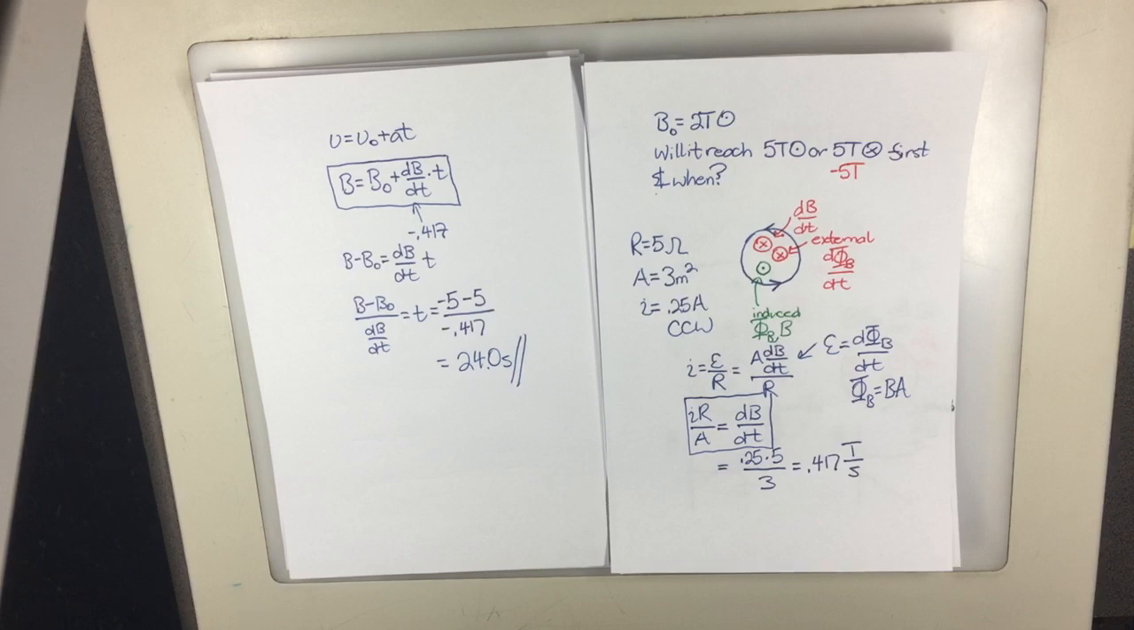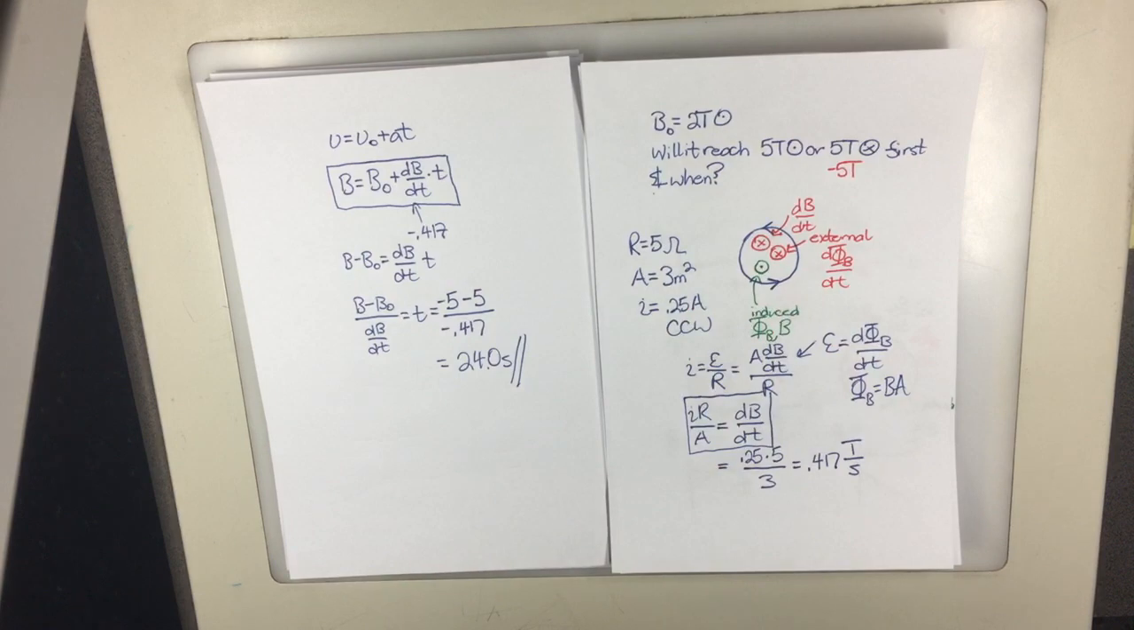Yes? Okay, this may not be a good question, but how do you know when you use dB over dt and not dA over dt? In this circle, is the area changing? It's not changing, it's a circle. Did I ever say that the circle was getting bigger or smaller? Did I say that anything was physically moving? No. So this has to be the change in magnetic field.